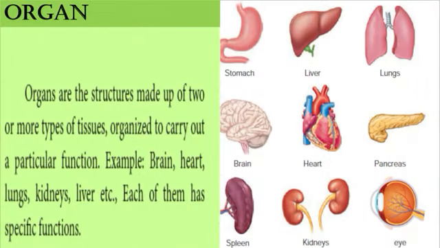Organ. Organs are structures made up of two or more types of tissue organized to carry out a particular function. Example, brain, heart, lungs, kidney, liver, etc. Each of them has a specific function.